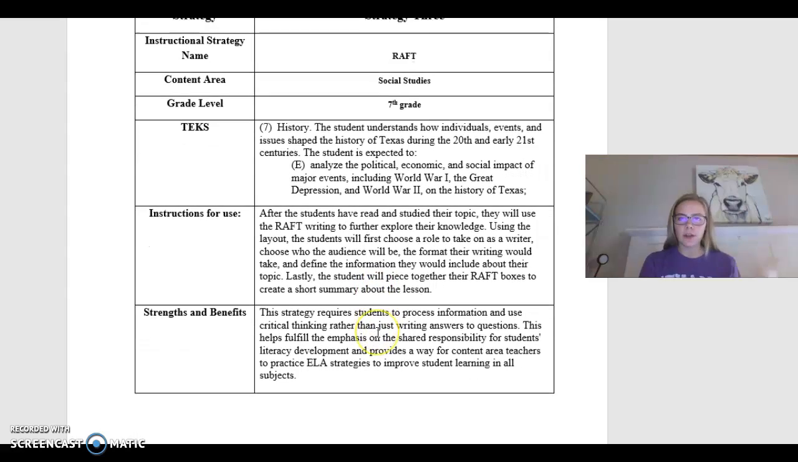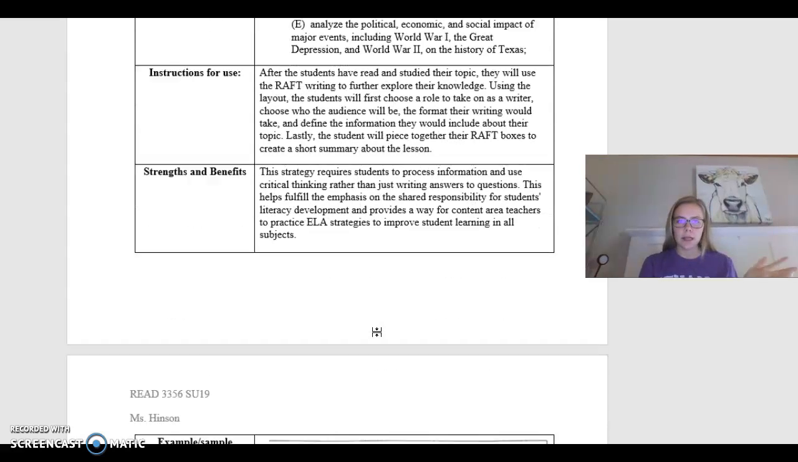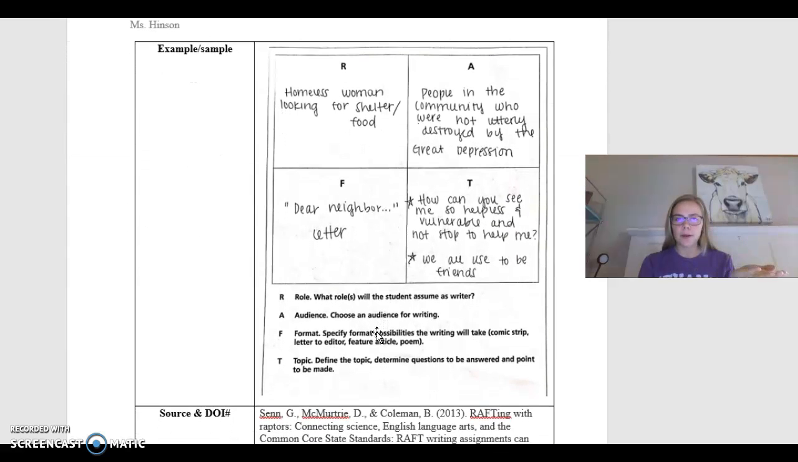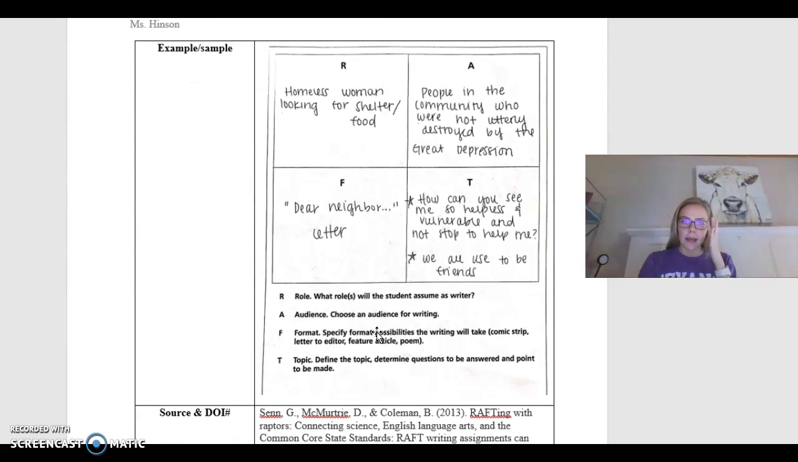So basically with RAFT writing, students help themselves by filling out a chart that talks about the role they want to be when it comes to their writing, the audience they want to target, the format of their writing that they're going to use, whether that's a letter, a poem, a comic strip, something like that, just a regular story, and then the topic, different sorts of topics, questions.